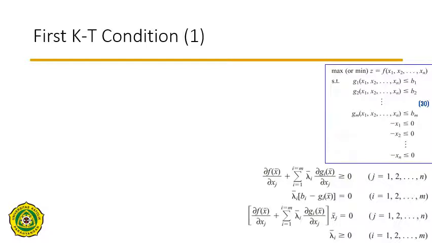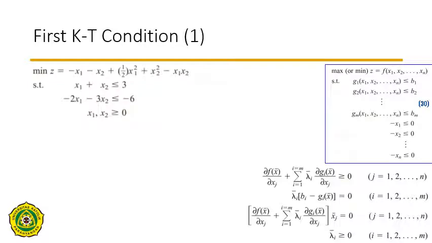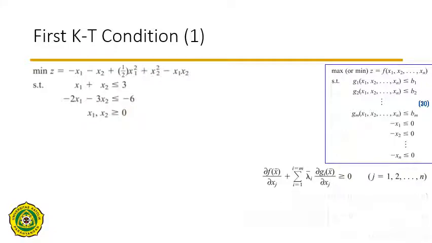So we have 4 K-T conditions. Let's start from the first. So that is our problem, and we are going to create the equation or the inequality for the first K-T condition. So we just ignore the other K-T conditions for now and just focus on the first one.